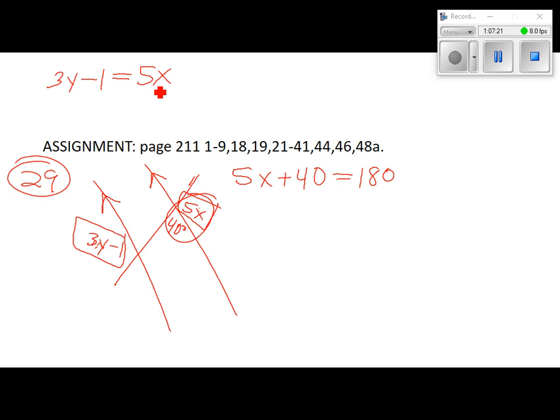But one of your classmates here just solved this. X equals 28. Everybody agree with that? Yes, they do. I hope that's right. If x is 28, what can we stick in right here? 28. Somebody help me out. 5 times 28. Grab your calculator.